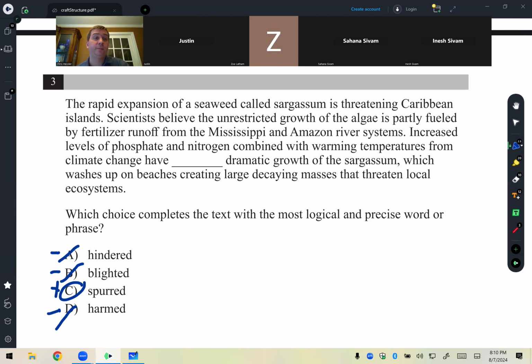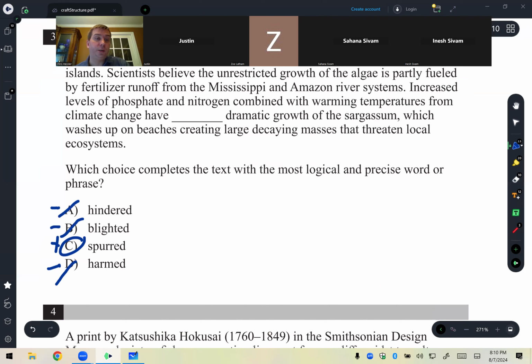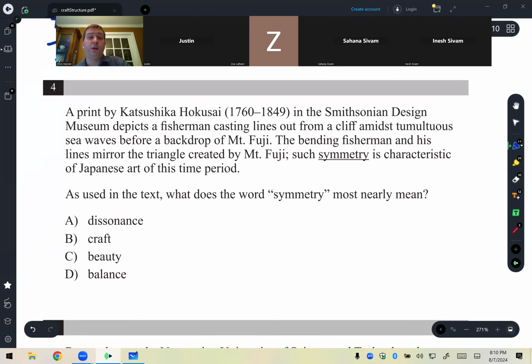That makes perfect sense. So that one was C. On to number 4. It's a synonym question. They want a synonym for the word symmetry.